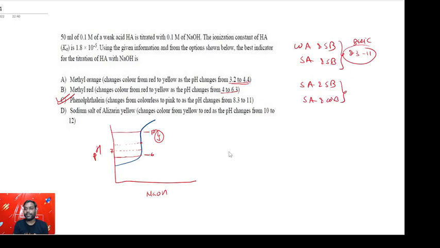And if the acid is strong and the base is strong or weak, then we need to take an indicator which changes the color in the acidic region, like methyl orange or methyl red. In that titration, methyl orange would be more useful. So for the given question, because the base is strong and the acid is weak, we will choose phenolphthalein as the indicator for this titration. So the correct answer is option C.